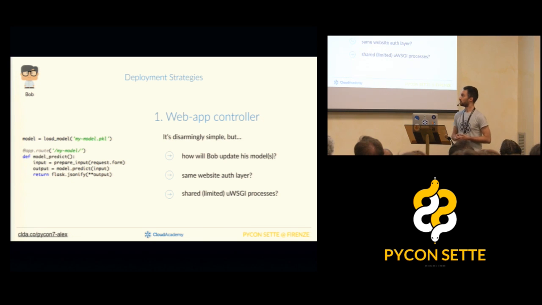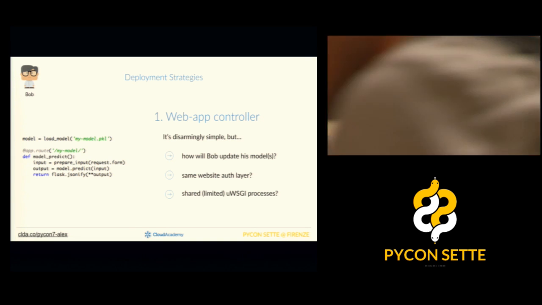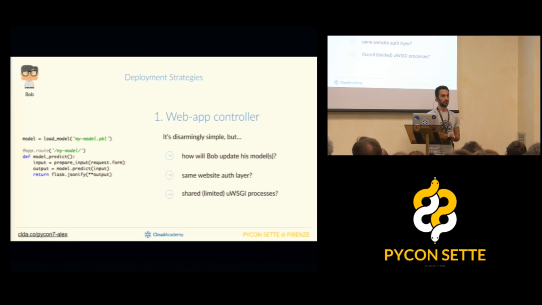So what's the problem here? It's really simple, but how do you update the model? How do you keep it updated? Do you have to redeploy the whole web application? Do you really want to use the same authentication and authorization mechanisms and layer that you have in your own website? Do you really want to use the same shared resources, the same process, the same RAM, the same CPU of your website? Because this is user-centric, but this shouldn't slow down your whole website. So maybe you want to make it a little bit more independent.